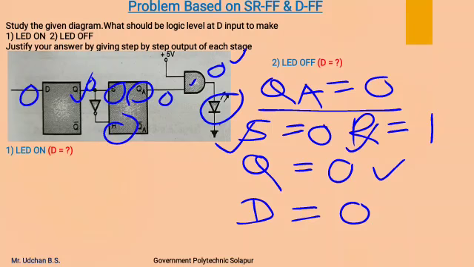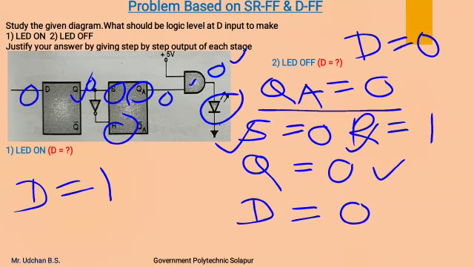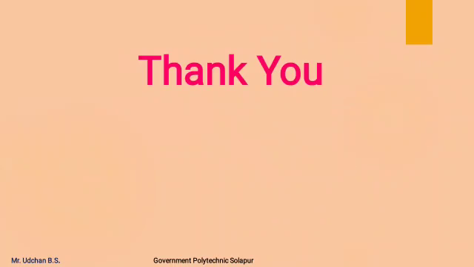So to turn on, data input should be 1, and to turn off, data input should be 0. This is how we can predict the value of data input to turn on and off the LED in a given diagram. Thank you.